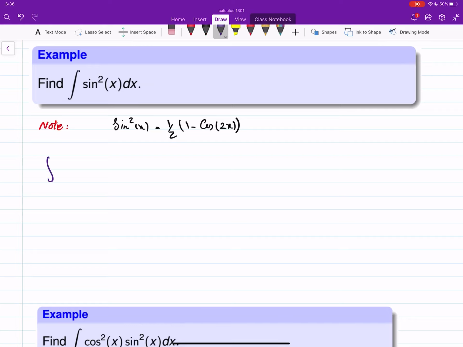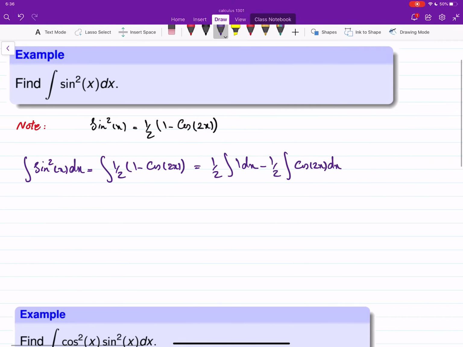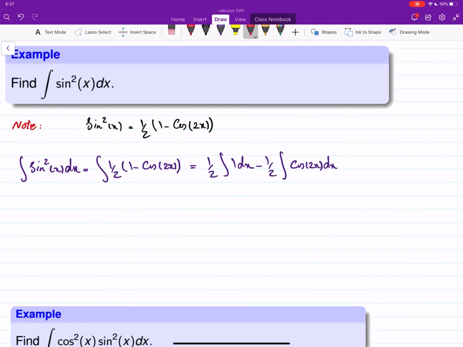If I replace sine squared x by half of 1 minus cosine 2x, using the linearity of the integral, I'll get two integrals. The first one is an easy integral to do. That's the integral of just one number. The second integral is cosine of 2x. Well, this can be integrated by substitution, but in general, you can add this to your table of integration.